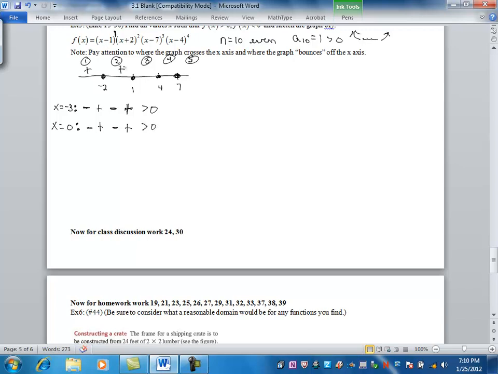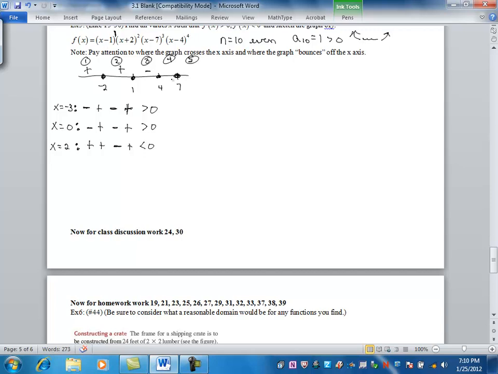Let's take a look now maybe at, I don't know, 2 perhaps. 2 is between 1 and 4. X equal 2. Alright, so let's see. 2 minus 1 is positive. 2 plus 2 squared is positive. 2 minus 7 cubed, well that's a negative cubed is negative. 2 minus 4, that's a negative. We're going to raise that to the 4th power. And so that's positive. And we get a negative result here.